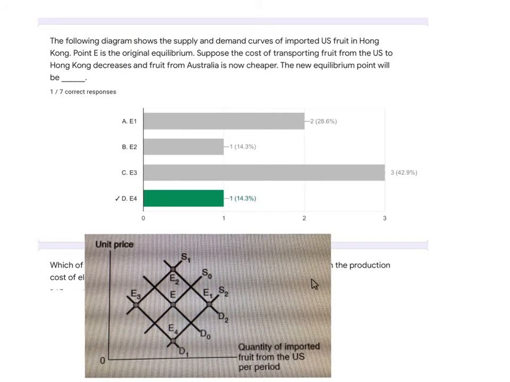Okay, this kind of question is very common in DSE and it's easy. But the problem is we have to learn how to read the questions. So using what we learned before, we try to find the market, find the change, find the result.